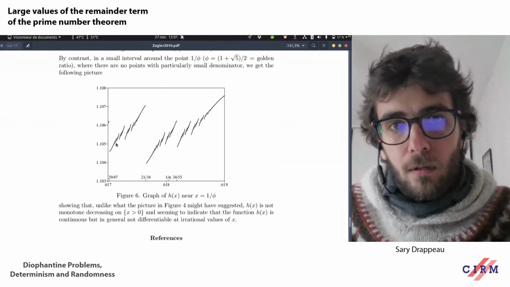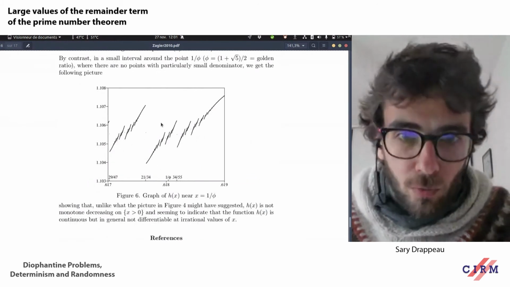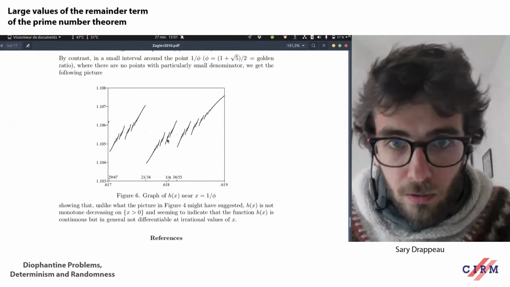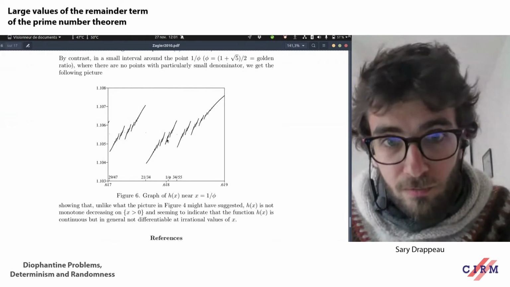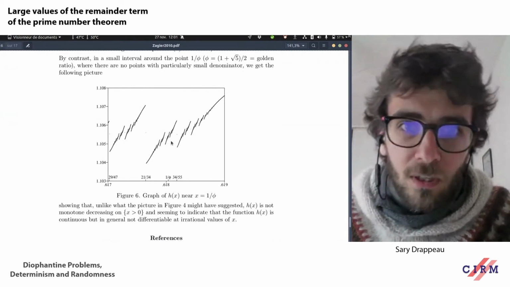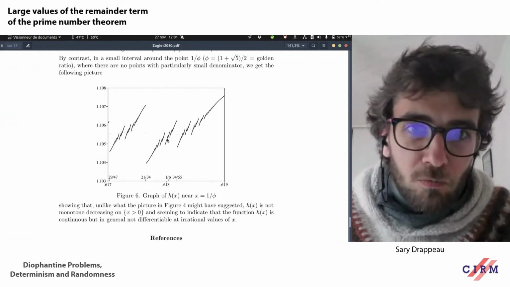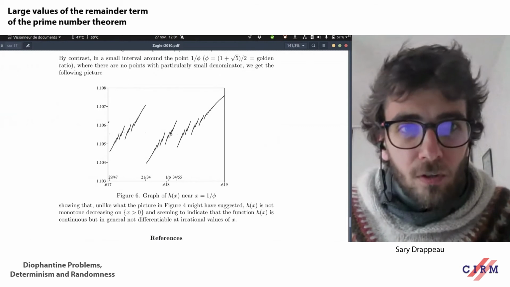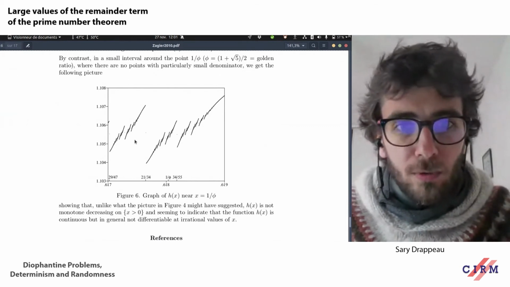And at irrational numbers, so 1 over phi is here, the golden ratio. And you see, well, okay, it looks continuous. It doesn't look at all differentiable, but at least we can imagine that the function has a limit. The limit is close to 1.1, and this is related to the value that I showed you before.